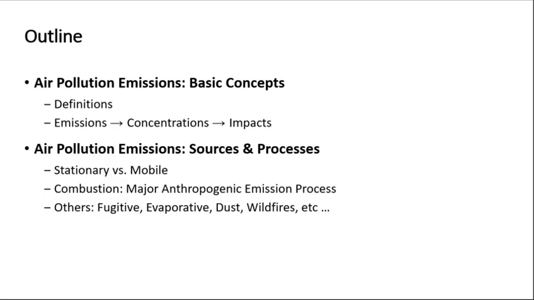The outline of this lecture is as follows. We will first cover the basic concepts of air pollution emissions. We will distinguish between the emissions from pollution sources, the air concentrations resulting from these emissions as they blow downwind and are subjected to various atmospheric processes along the way, and the health impacts or regulatory consequences based on these resulting concentration levels. We will then cover some basic source classifications and processes of air pollution emissions.